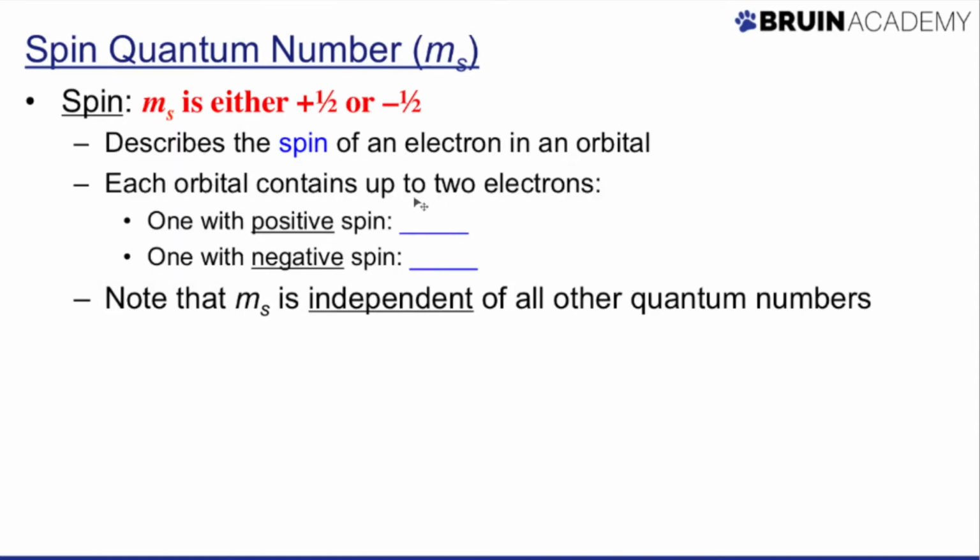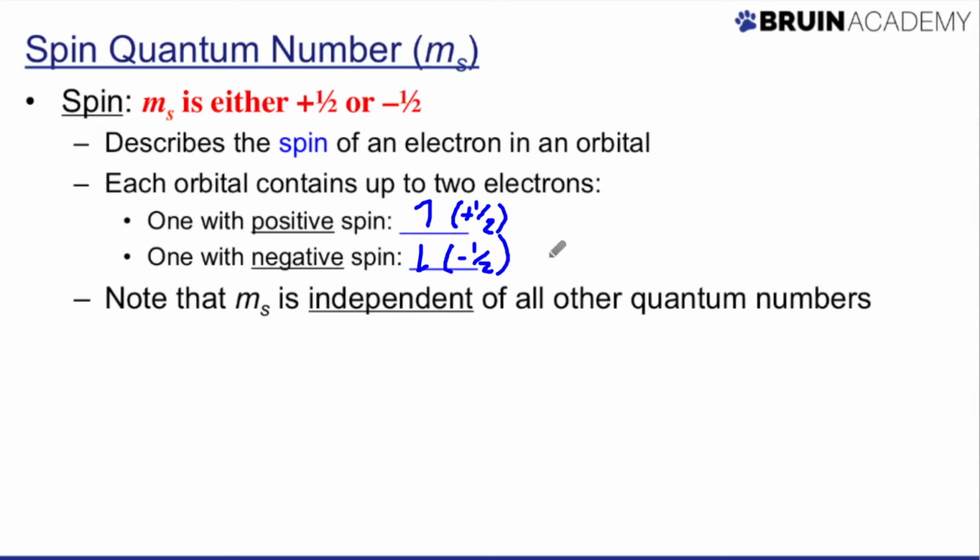So each orbital, as I mentioned before, contains up to 2 electrons. You cannot have an orbital that has any more than 2 electrons. One will always have a positive spin, so that's going to be your upward arrow, and that's going to be plus 1/2. And then the other electron is going to have negative spin, and that's going to be minus 1/2. So one's always got to be spin up, and the other is going to be spin down.